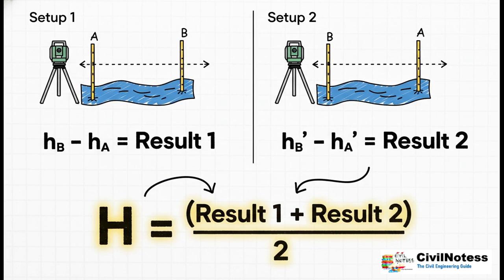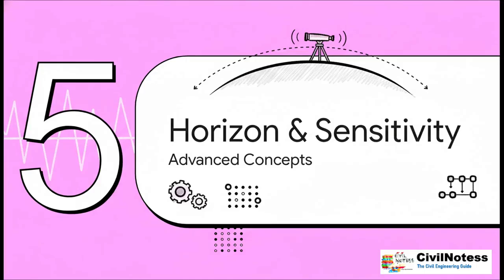And this is the math behind it. It looks complicated, but it's not. All you're doing is finding the apparent height difference from your first setup, then finding the apparent height difference from your second setup. The true height difference, h, is just the average of those two results. You're letting the math cancel out the errors for you. Okay, let's wrap this up with two slightly more advanced ideas. These really build on what we've just learned about the Earth's curve and instrument precision, and they'll give you a much deeper understanding of the topic.